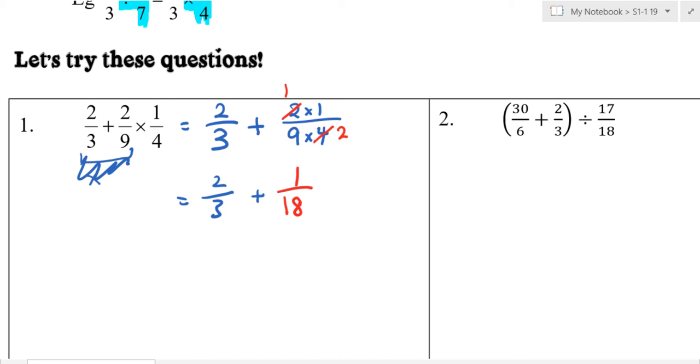Now I want to plus. Jesse, how to plus? Must change what? Very good. What denominator is that? 3. Change to what? Both top and bottom must do what? Times 6. Very good. So can you times 6 now? So now I have 12 over 18 plus 1 over 18. Abhishek, what will happen?